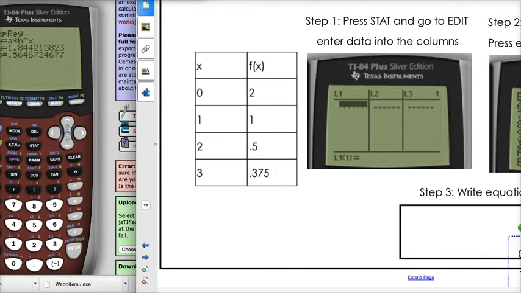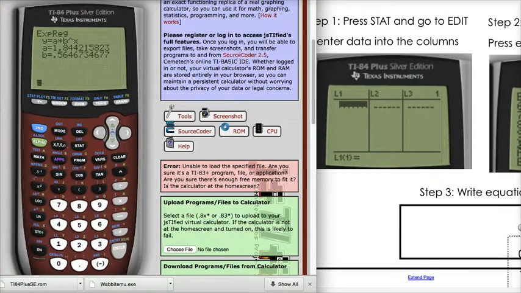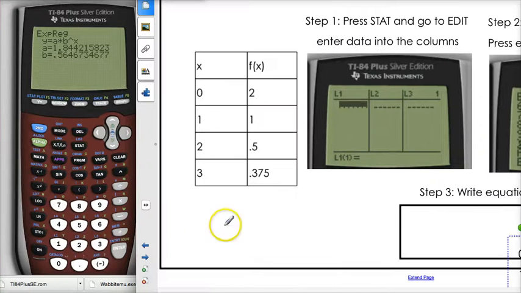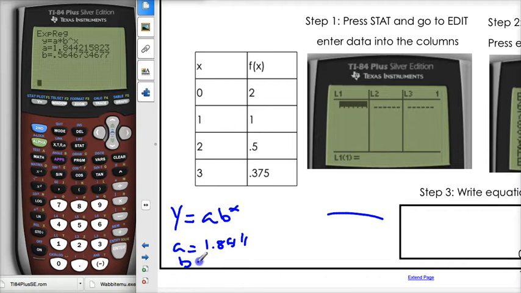All right, if you did it correctly, this is the answer you should have got on your calculator screen. So what you would do is just plug that back into your equation. So let's plug this in. Y equals ab to the x. A equals 1.844. All right, I'm just rounding. B equals 0.5646. Plug that in. Y equals 1.844 times 0.5646 to the x. And we're done.